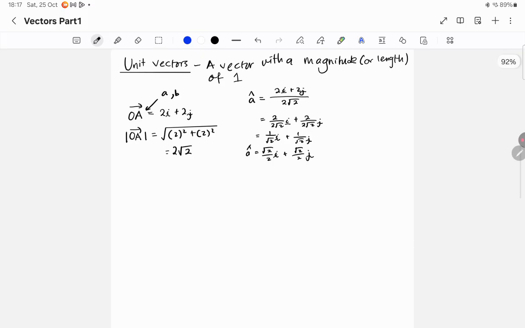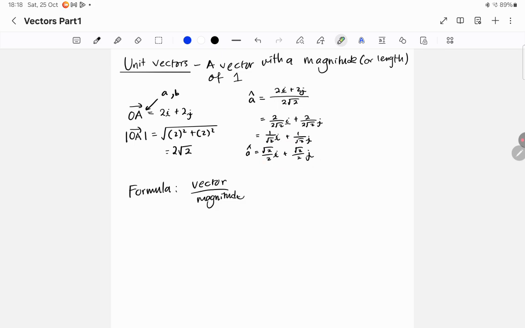So the formula, I hope I didn't make it confusing, but the formula would be vector over magnitude. And this here is the magnitude. So basically just use Pythagoras theorem and divide the vector over it. Okay, so this would be our unit vector.